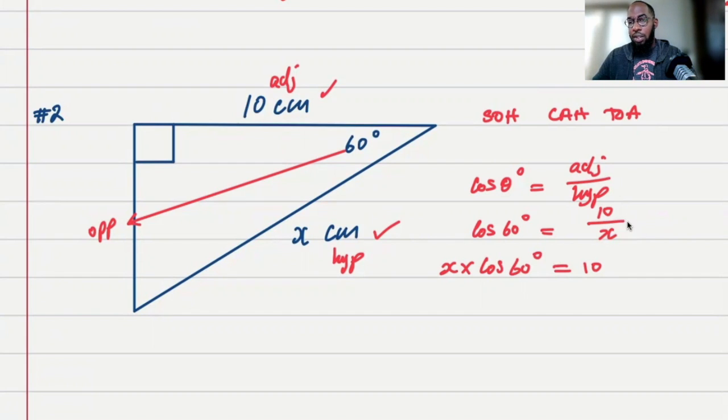I know that I need to get rid of x. I multiply this side by x, it will cancel out, and I need to multiply this side as well by x. Now, remember, we want to find out what x is equal to, so we need to get x equal to something.